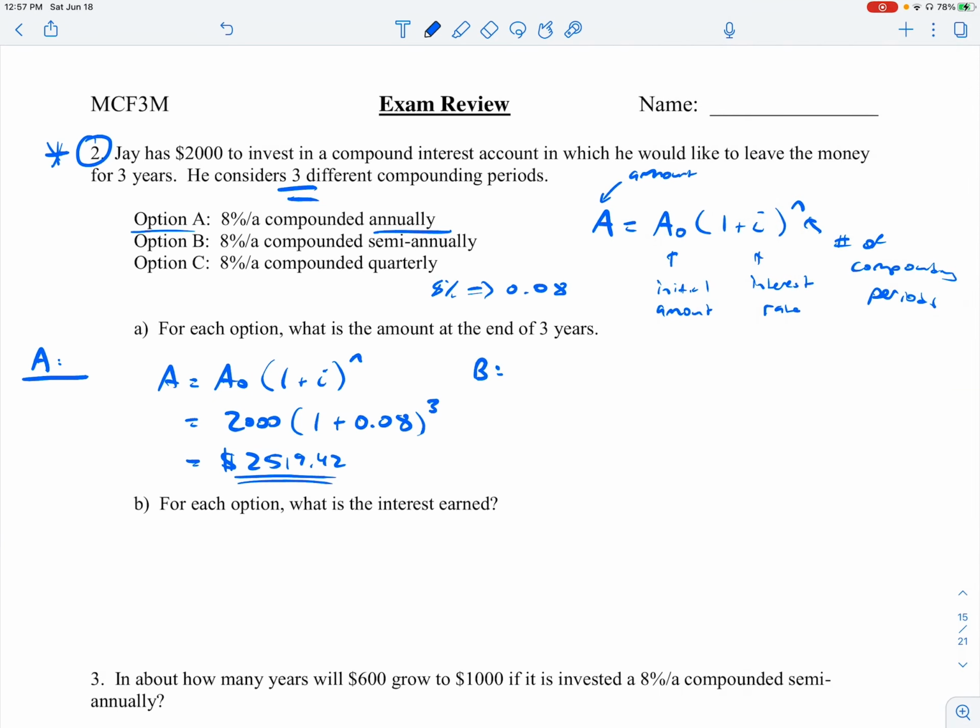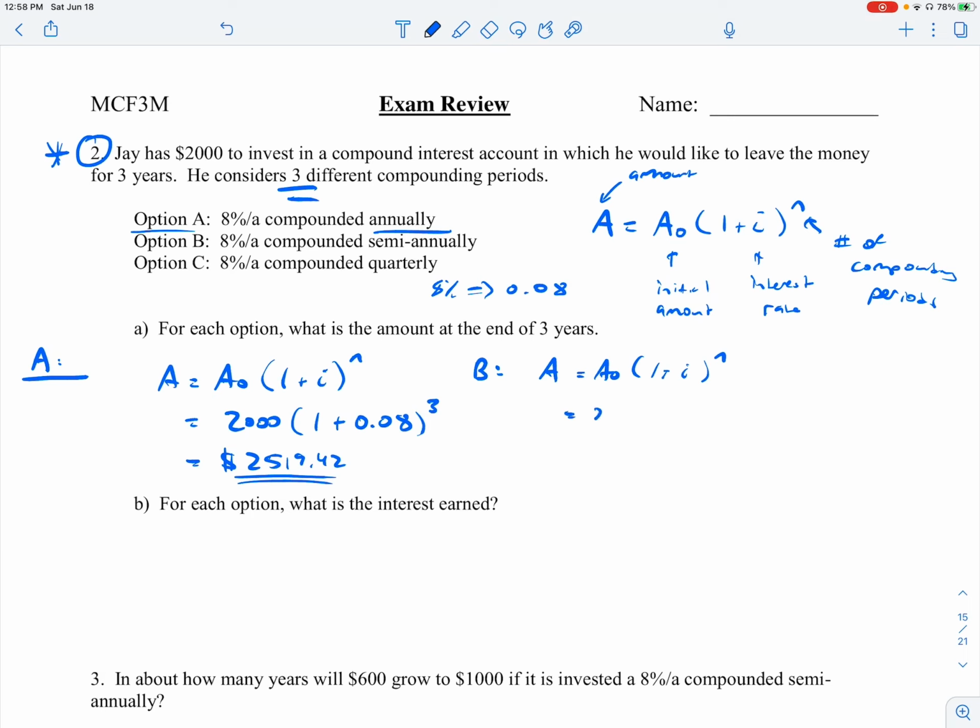Okay, for option B, it's going to look very similar. The only difference is this time the interest is compounded semi-annually. So if it compounds semi-annually, I need the percentage to be semi-annual, not yearly. Notice this slash A, that means per year. So I don't want 8% per year because it compounds semi-annually. I need to make it on a semi-annual basis. So if it's going to compound halfway through the year, I should find the interest rate for half the year. 8% is for the full year. Half the year, it's just going to be 4.